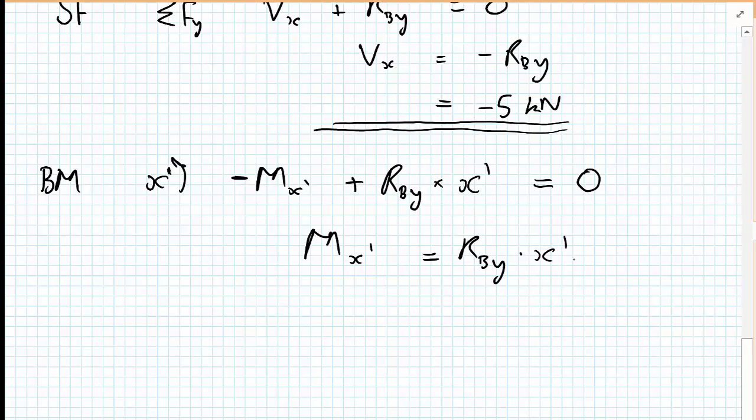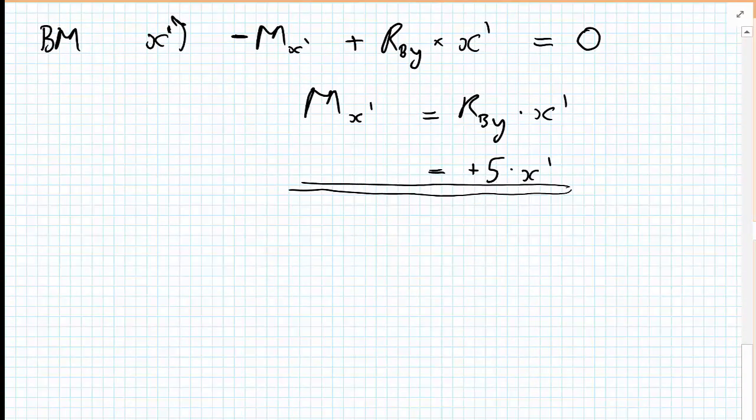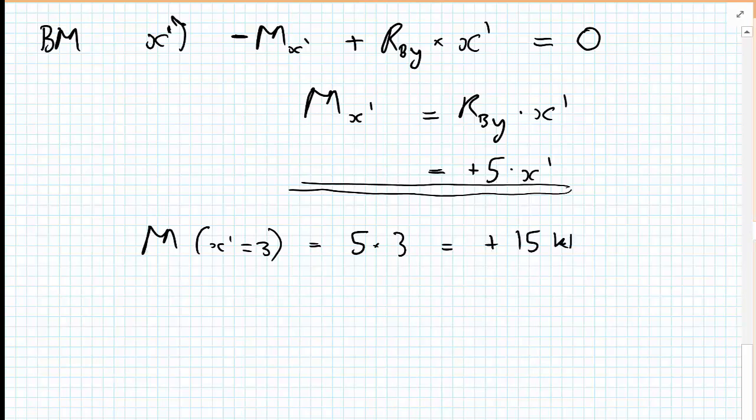And now we substitute our value for Rby, so Mx dash equals plus 5 x dash. And before we draw our bending moment diagram, now we have all the functions in place, we're going to calculate our value of the bending moment at the center of the beam. So M, where x dash is equal to 3 meters, is equal to 5 times 3 meters, which equals plus 15 kilonewton meters.